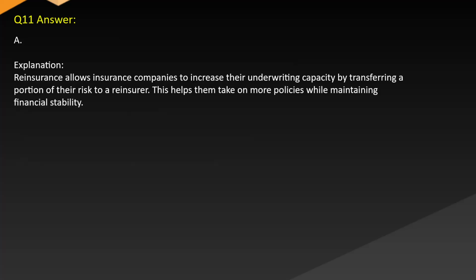Answer A. Explanation. Reinsurance allows insurance companies to increase their underwriting capacity by transferring a portion of their risk to the reinsurer. This helps them take on more policies while maintaining financial stability.